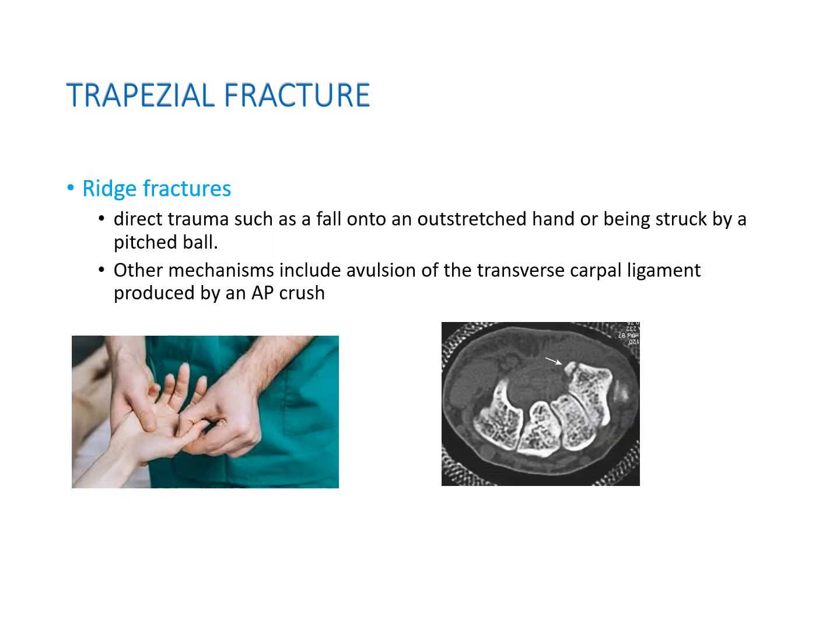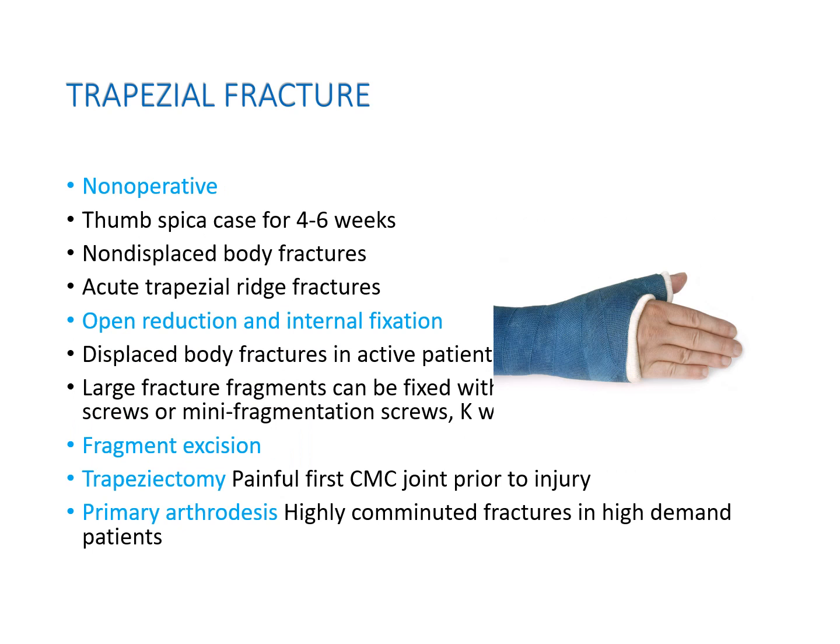Ridge fractures occur most of the time on a fall on an outstretched hand, and this is a kind of avulsion type injury due to the insertion of the transverse carpal ligament. Non-displaced body fractures and ridge fractures can be managed with a thumb spica for 4 to 6 weeks.